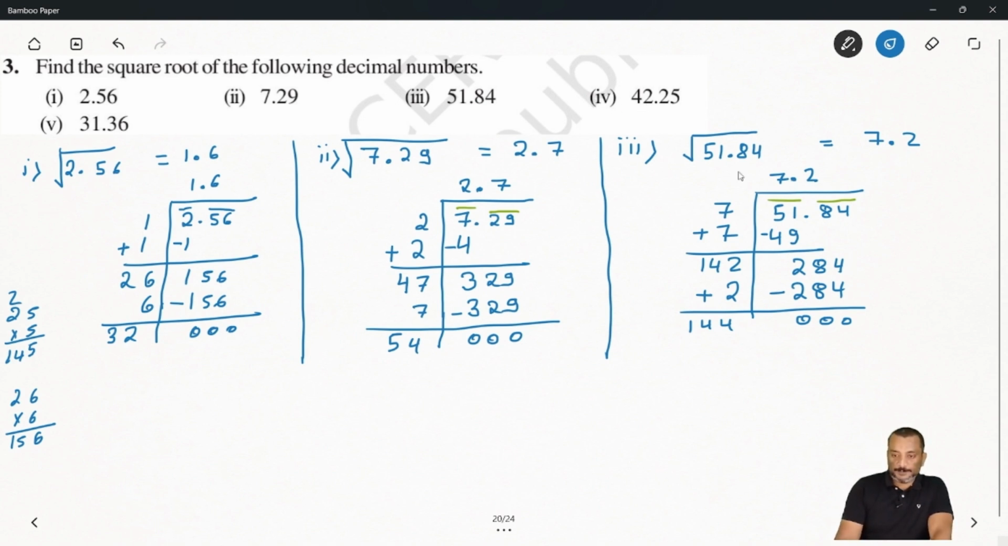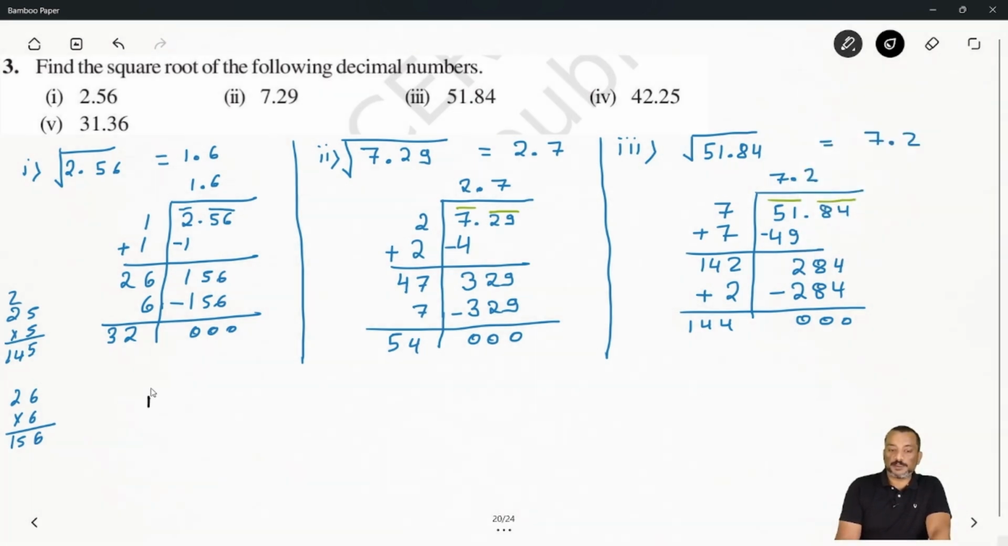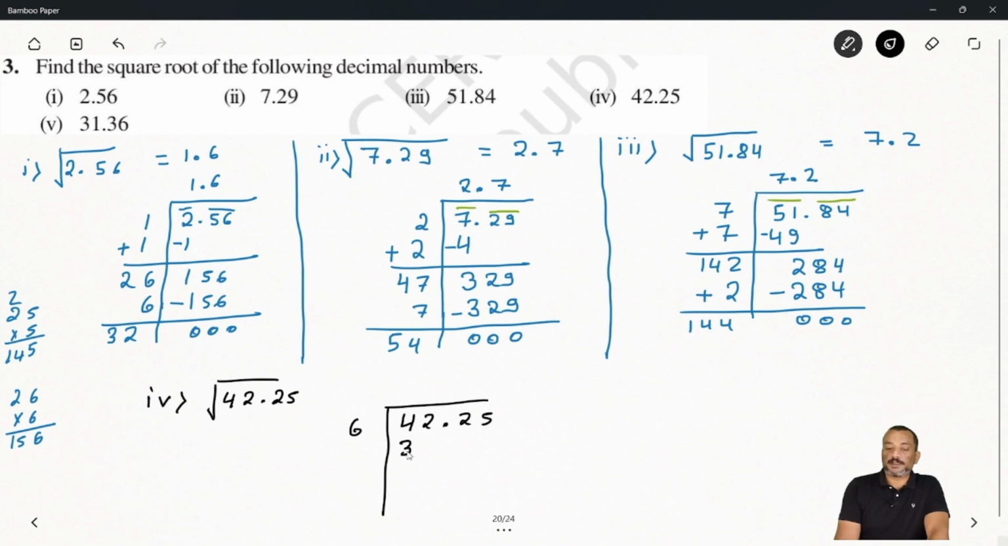Now in the same way we will do one more question, that is 42.25. The fourth question is the square root of 42.25. Same way, we take the long division method. Before 42, which number is a perfect square? The perfect square of 6 is 36. So we write 6 here, and we add 6 here. So subtract, and here add. You will get 12. After that you subtract, you will get 6.